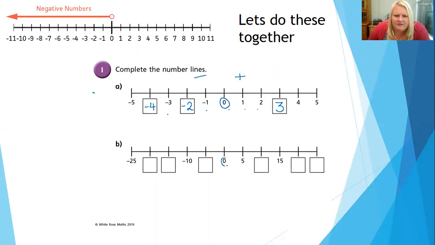We've got 0, and then we've got 5. So we know we're going up in groups of 5. So we're going to count up in 5s. Ready? 5, 10, well done, 15, 20, 25. It's just the beginning of the 5 times table, isn't it? Okay, let's go backwards. So we've got 0, -5, yep, -10, -15, and -20. Okay, so that kind of hopefully makes a bit of sense to you.